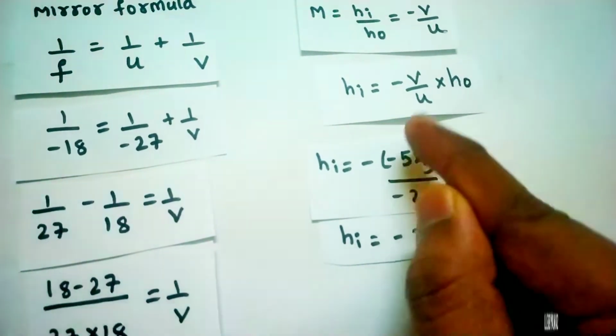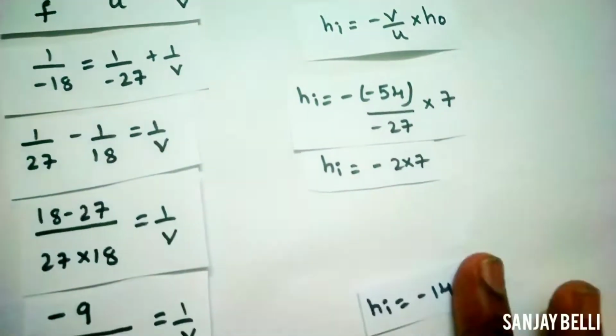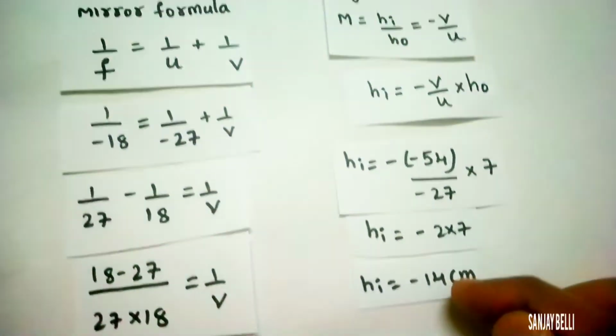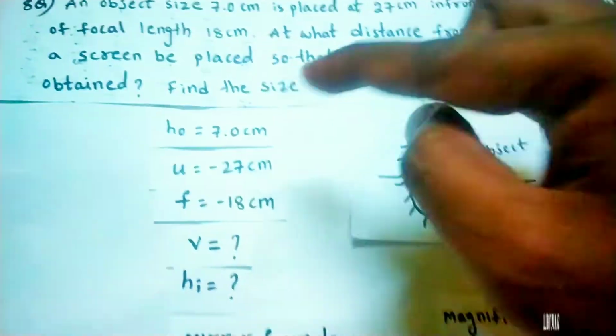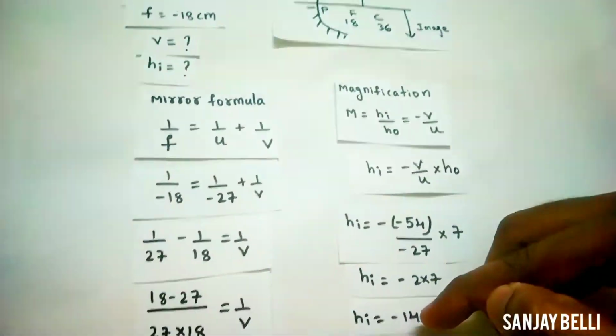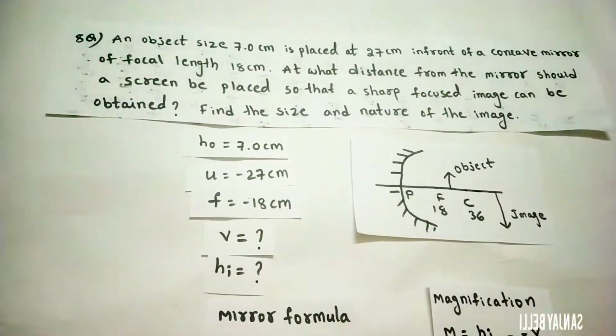So 27 ones are 27, 27 twos are 54. So 2 into 7 is 14. So Hi equals minus 14. So it is an enlarged image. Object height is 7 centimeters, image height is 14. So you got this, it is right, and minus means inverted. Okay. So this is the solution for your problem.